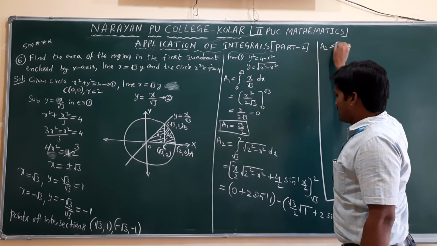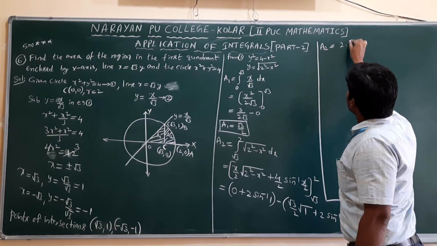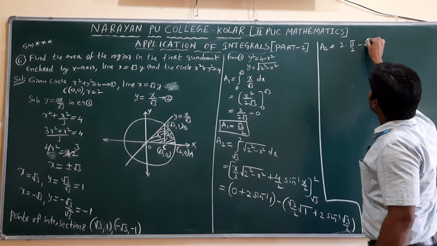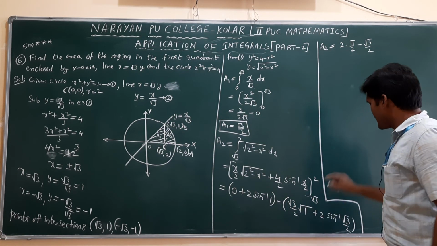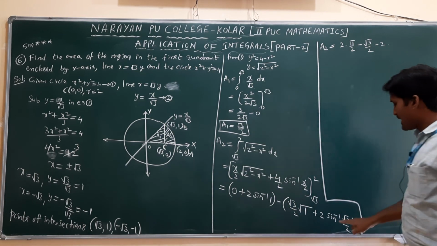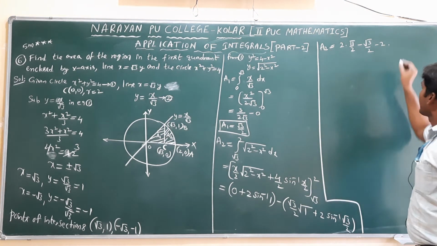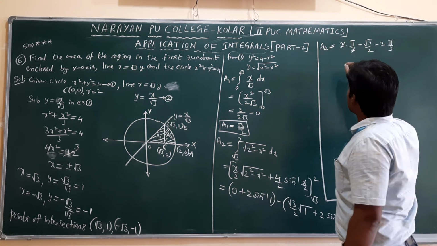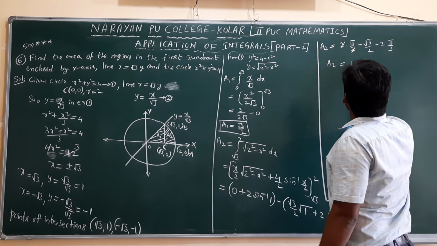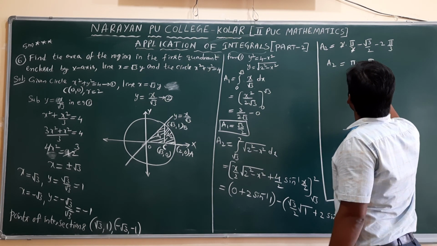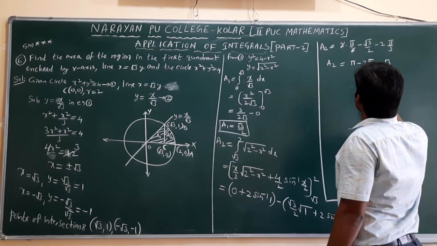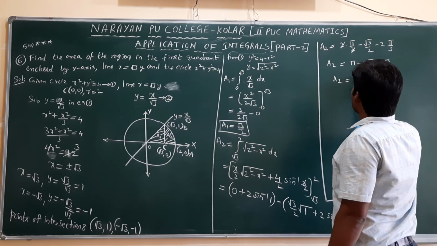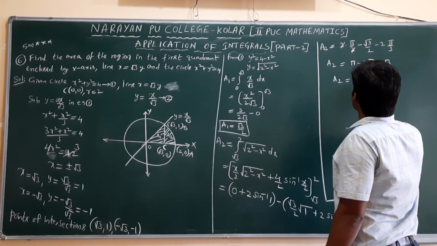A2 is equal to 2 into sin inverse of 1, which means pi by 2, minus root 1 is 1, remaining root 3 by 2, minus 2 into sin inverse of root 3 by 2. Sin root 3 by 2 at which angle? Pi by 3. So 2 pi by 3 we will get, here 2 cancels. A2 is equal to pi minus 2 pi by 3 minus root 3 by 2. Taking LCM, 3 pi minus 2 pi, that is pi by 3 minus root 3 by 2.